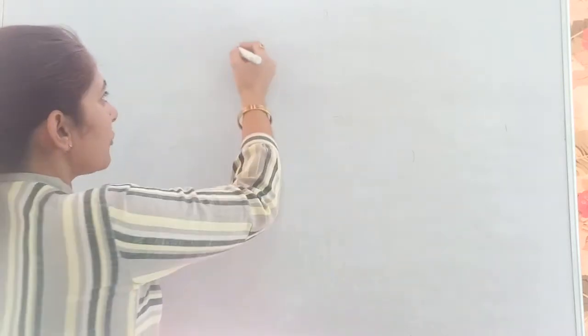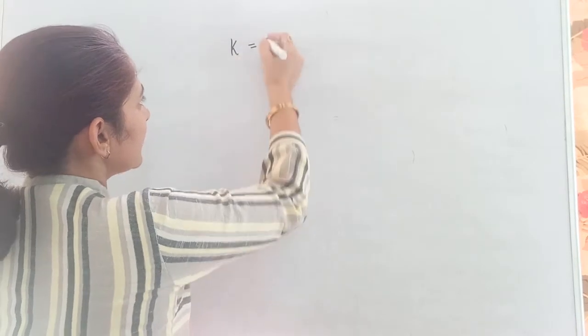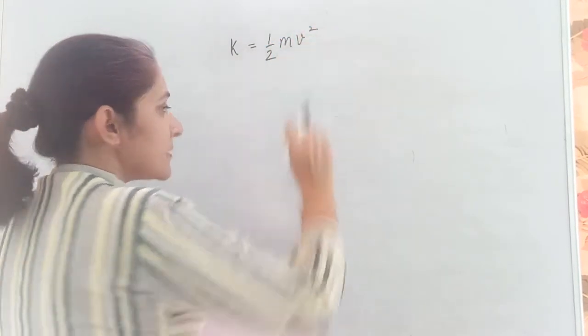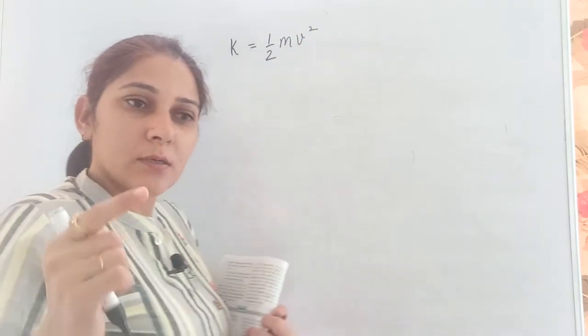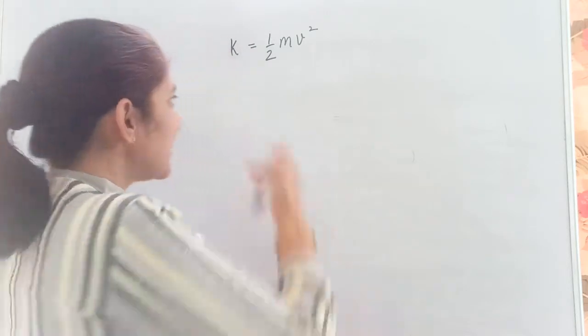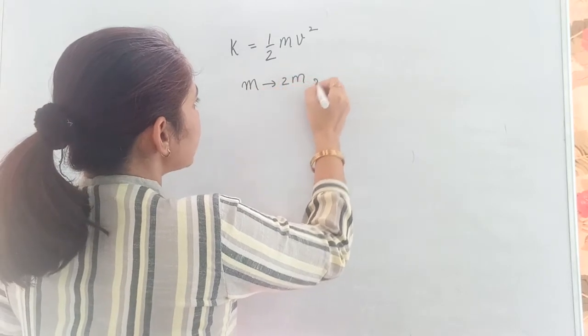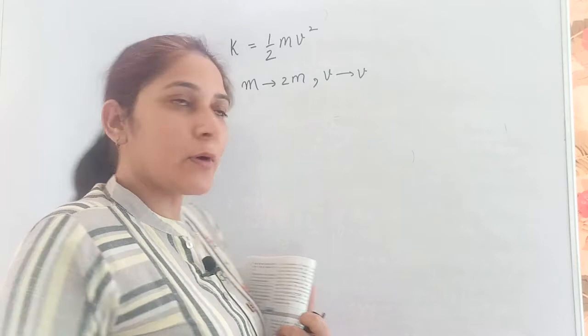So initially we are going to write the formula of kinetic energy. Say the kinetic energy is given by half mv square. This is the initial kinetic energy. Now in the first situation, the question says the mass is doubled. So let us double the mass. The mass will be changed to 2m, and in this case velocity will remain the same, that is v only. So what will be the new kinetic energy?